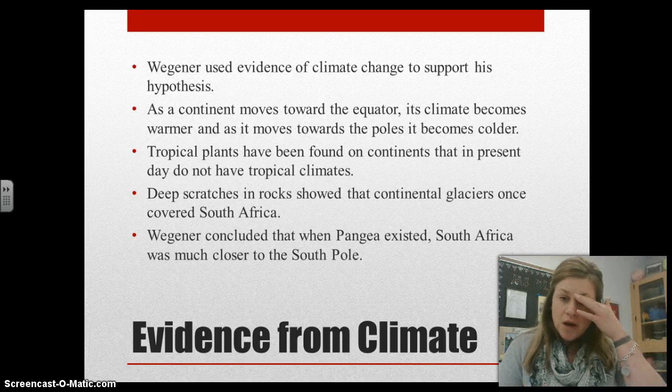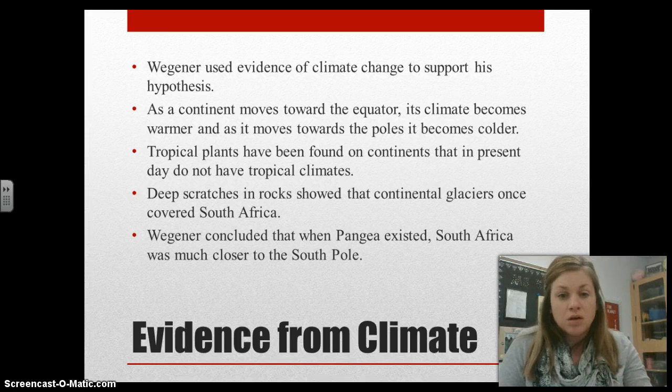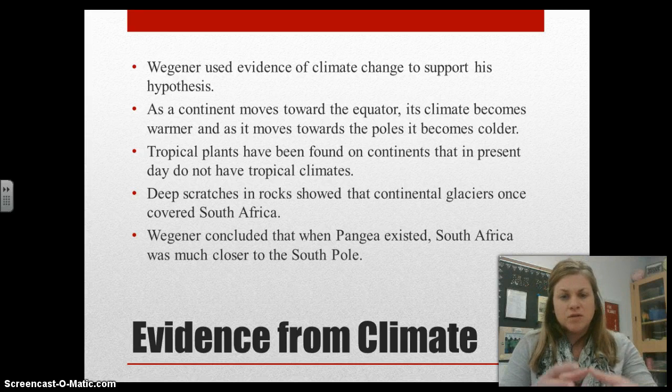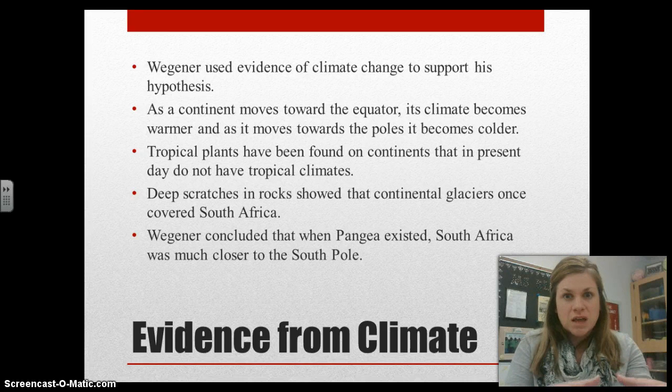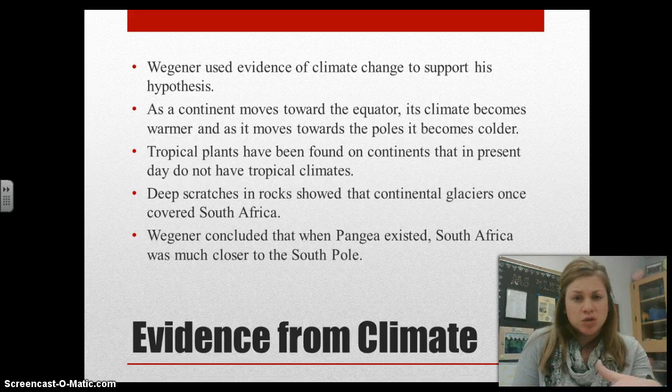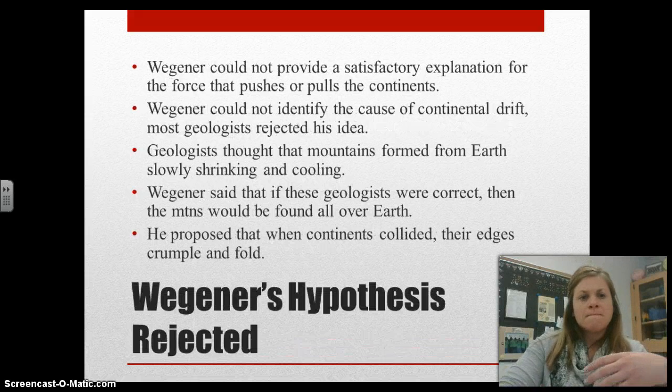There are deep scratches in rocks that showed that continental glaciers once covered South Africa. So these fossils would prove that these organisms would have to have warmer fur and things like that in order to survive. Tropical plants have been found on continents that have no tropical plants or climate. So it's not possible for these tropical organisms to thrive in an area that's not tropical. So Wegener concluded that when Pangaea existed, South Africa was much closer to the South Pole. All this information and evidence helps him to support his idea on continental drift.